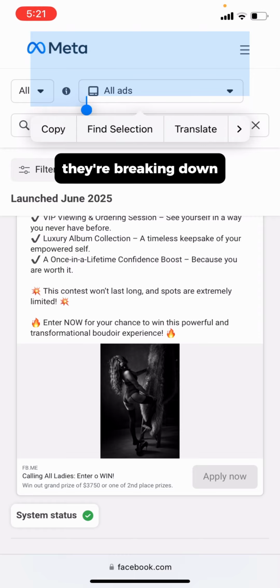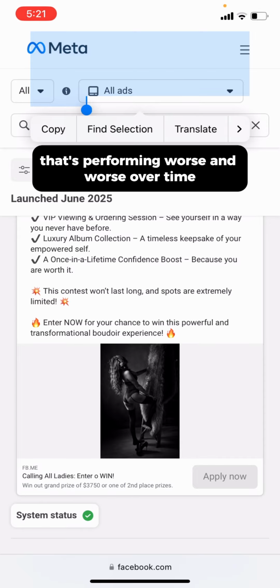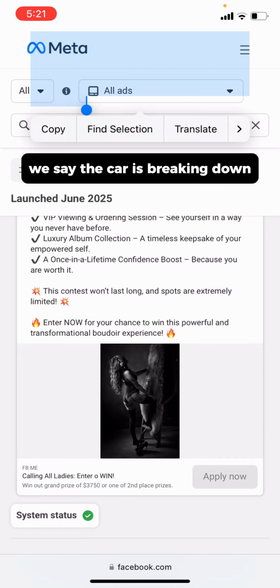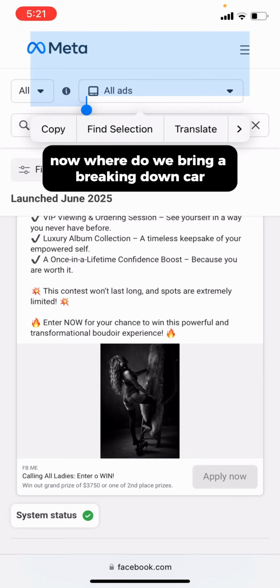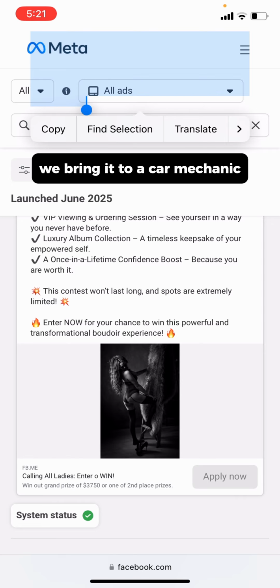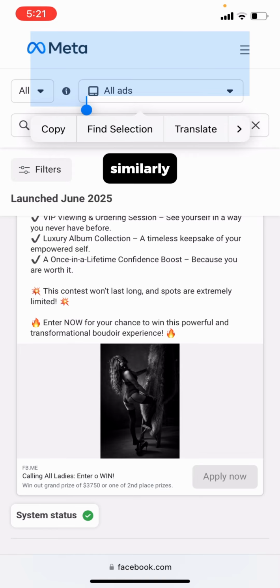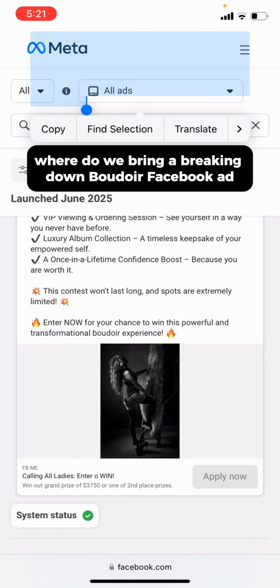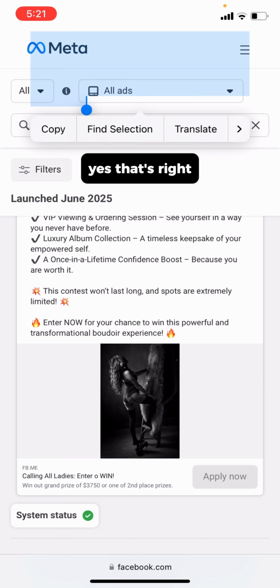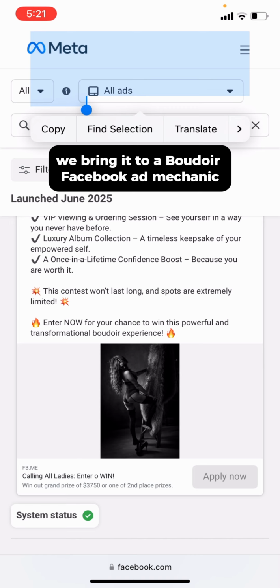Basically, if we got a car that's performing worse and worse over time, we say the car is breaking down. Now, where do we bring a breaking down car? We bring it to a car mechanic. Similarly, where do we bring a breaking down boudoir Facebook ad? Yes, that's right. We bring it to a boudoir Facebook ad mechanic.